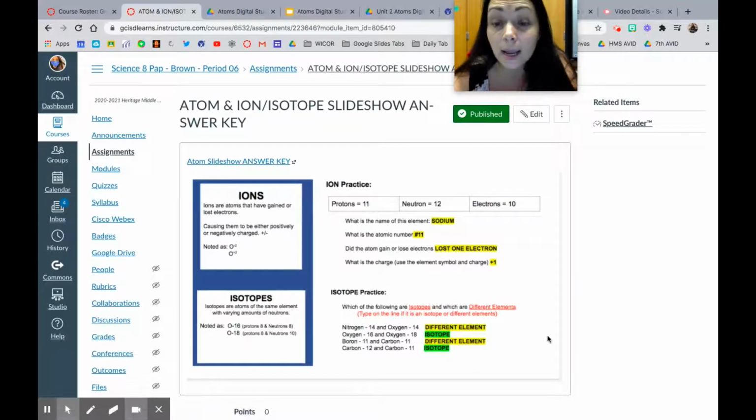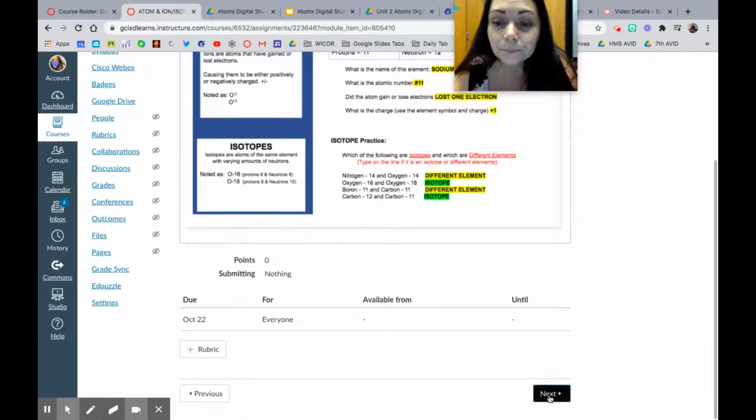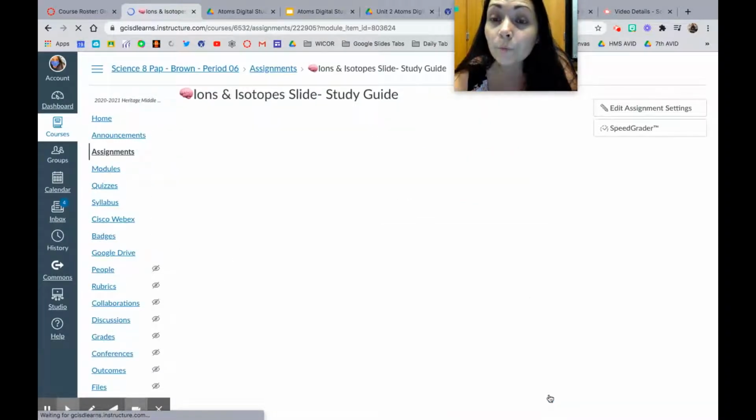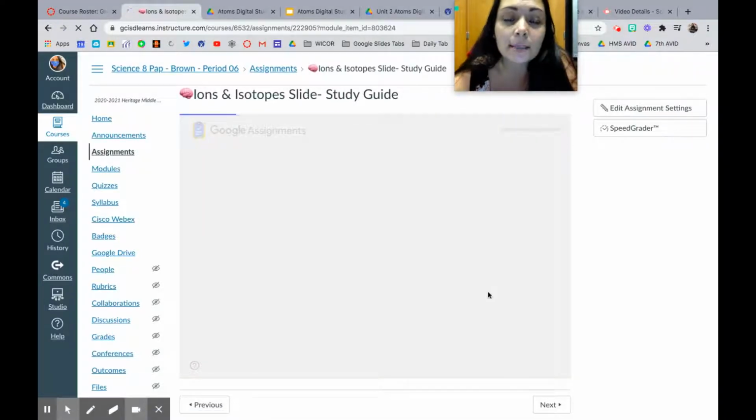And then here is the ion slideshow I already went over. So that was for Wednesday, October 21st. So now I'm going to do today, Thursday, October 22nd.